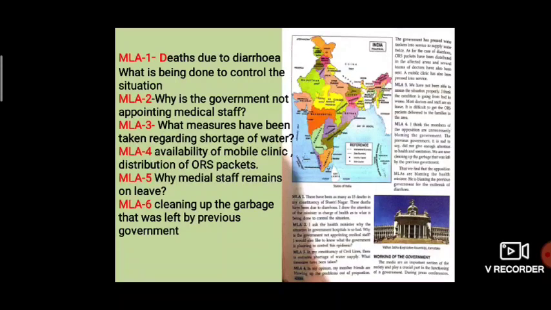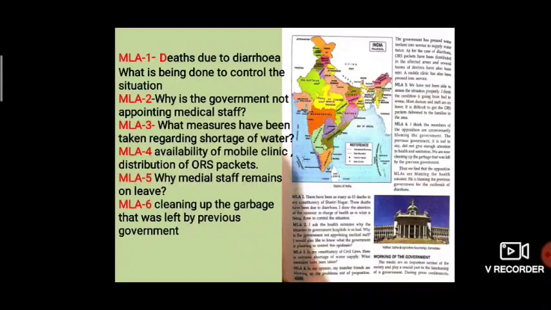Now MLA6 is talking about the members of the opposition, saying they are blaming the government without any reason. According to him, the previous government did not give enough attention to health and sanitation. He is saying we are now cleaning up the garbage that was left by the previous government.